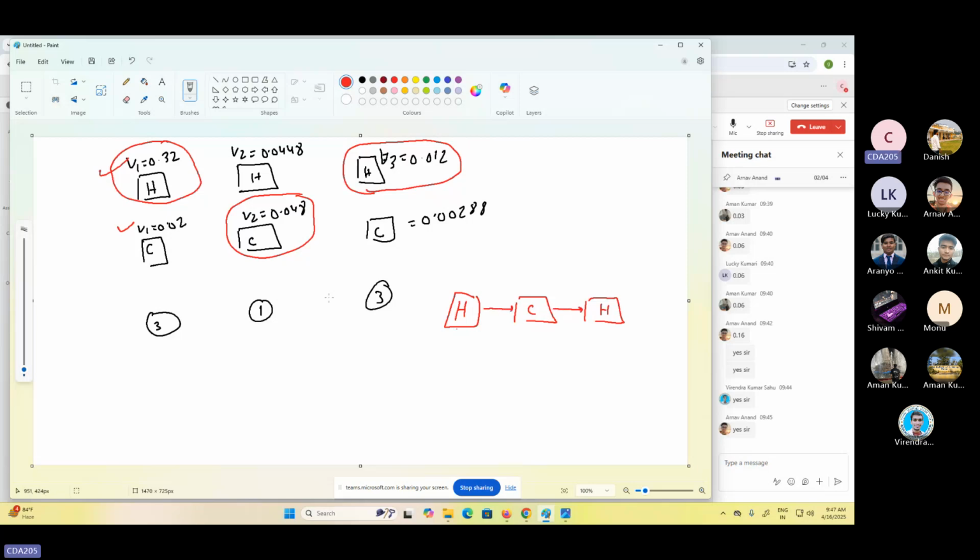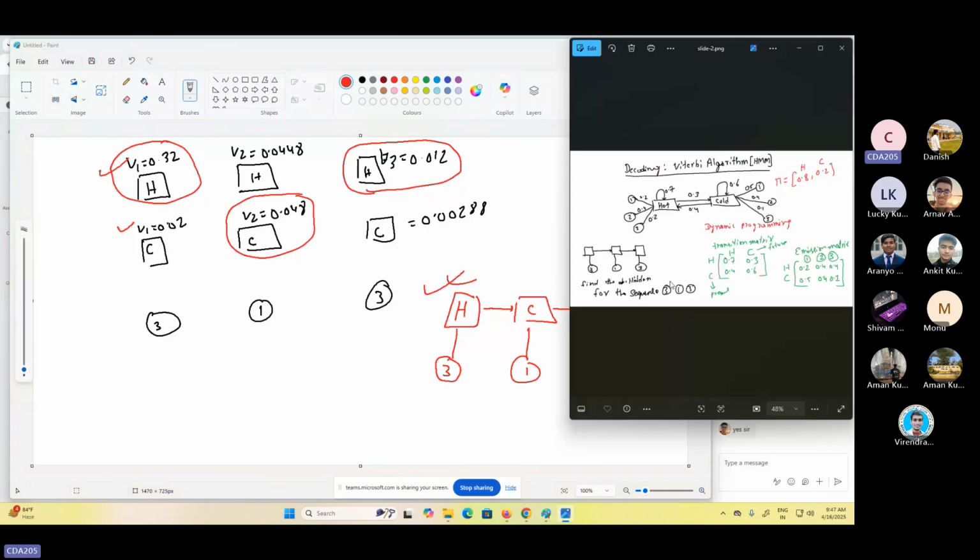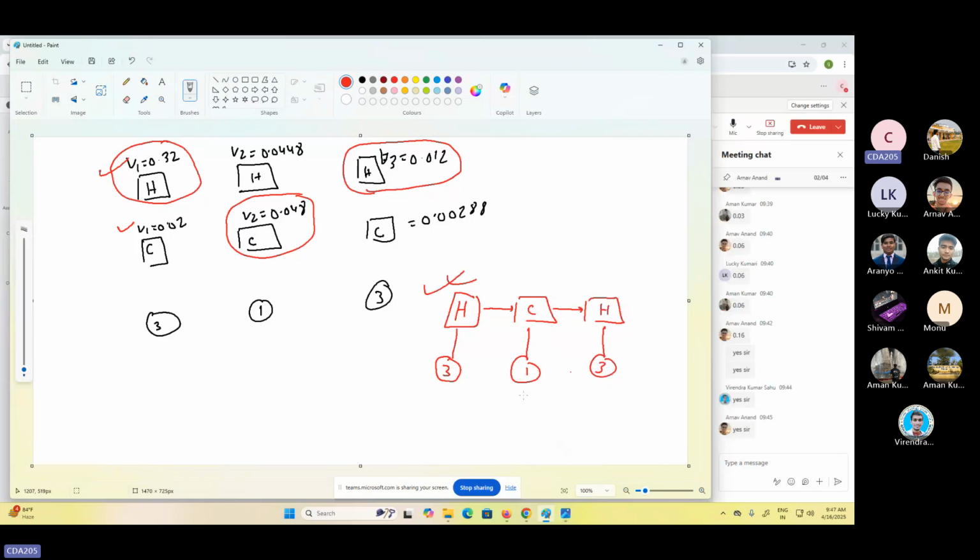This one, a person eats 3 ice cream, a person eats 1 ice cream, a person eats 3 ice cream. This will be the final answer for the sequence 313. You got the point? Find the hidden state for the sequence 313. So for 313, the hidden state will be hot, cold, hot.